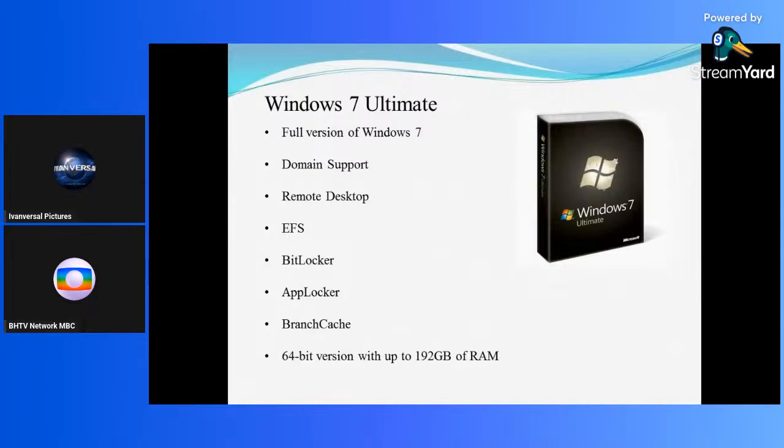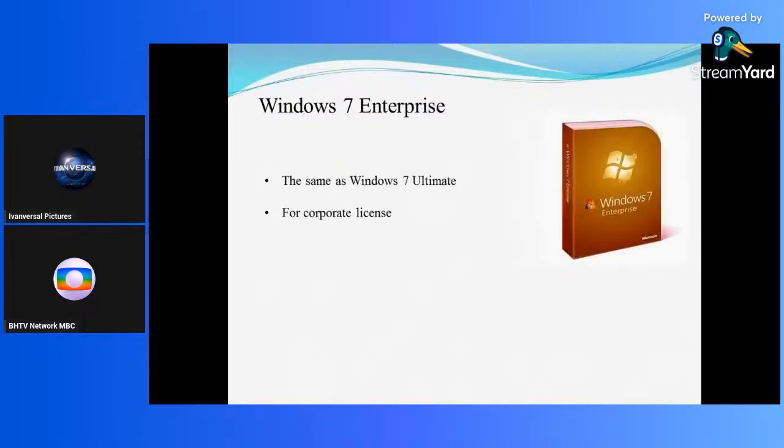The next version is Windows 7 Ultimate. This is the full version of Windows 7. You even get domain support with this, remote desktop, EFS, and BitLocker. BitLocker gives you the opportunity to encrypt the whole hard drive. With EFS support, that allows you to encrypt single files, but with BitLocker you're able to encrypt the whole hard drive. This also comes in a 64-bit version with the capability of taking up to 192 gigabytes of RAM.